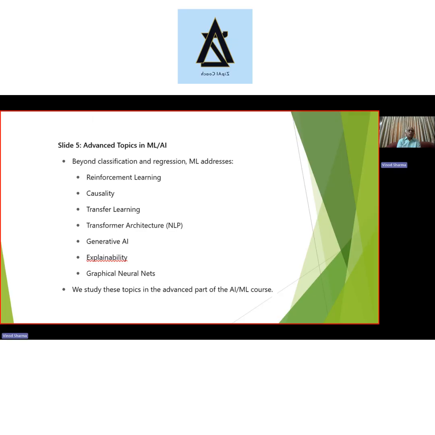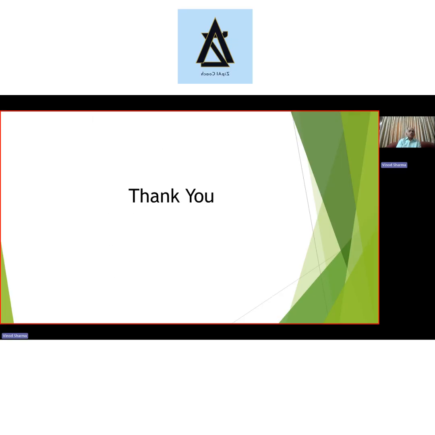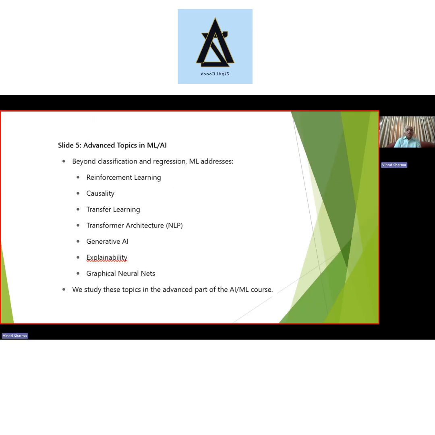Explainability is another very important topic which we have discussed earlier also. This explains the logic behind the classification done by our machine. And this has become very, very popular. We will explain that as well. And the final topic which we may talk about is graphical neural networks. This also takes care of certain kinds of applications which are not taken care of by the usual methods.